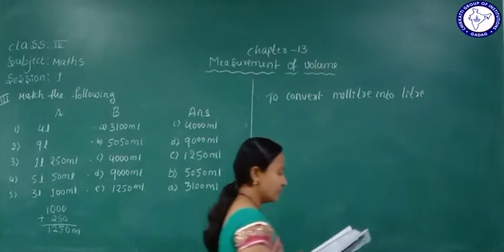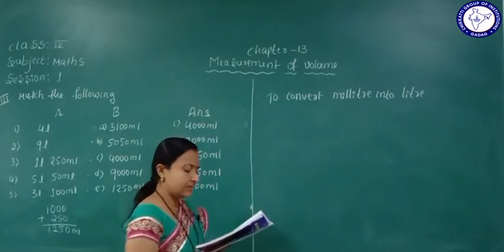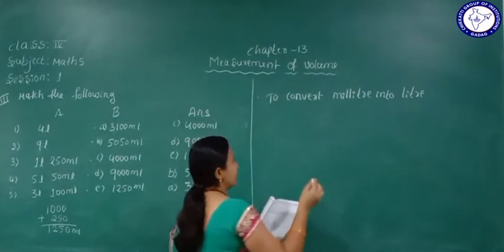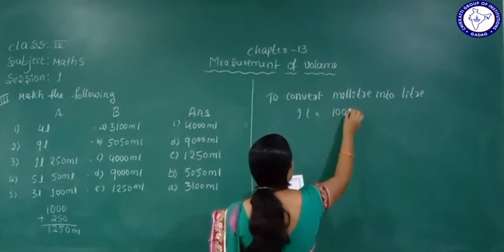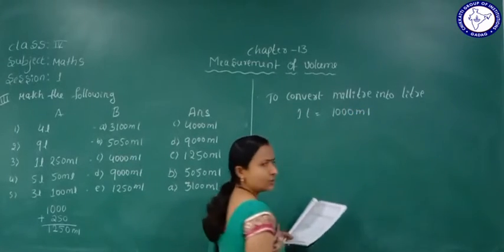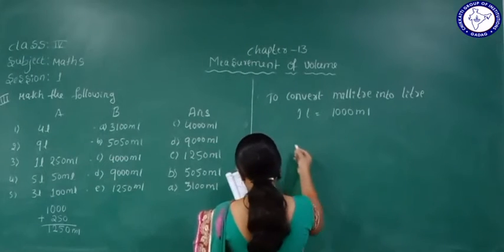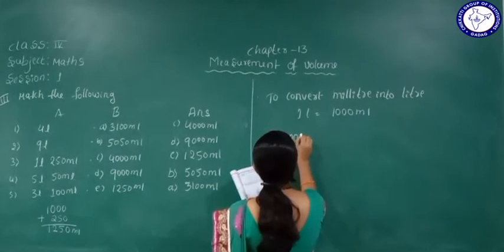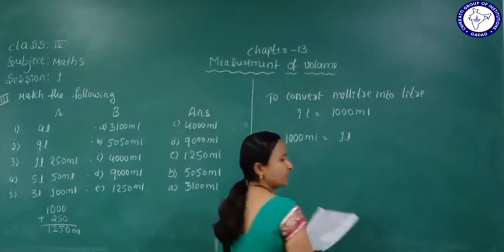Yes, so, converting milliliter into liter. First, the one given here, you can remember it: 1 liter is equal to 1000 milliliter. Understood? So what will we do here? Given here, 1000 ml is equal to 1 liter, converting here.